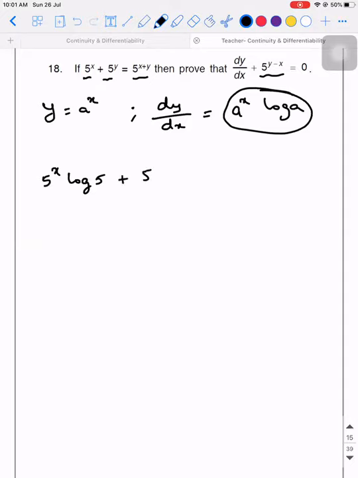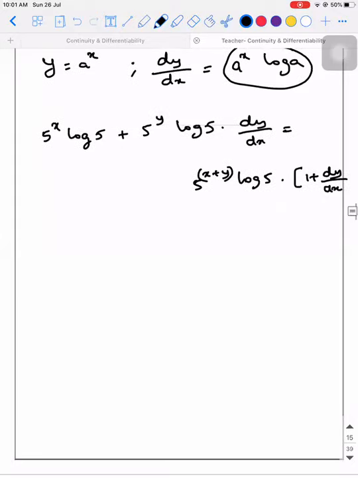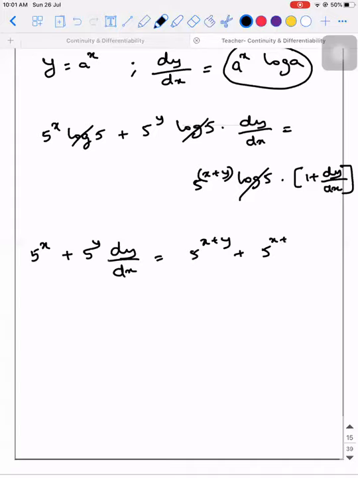plus 5 power y log 5 into dy by dx is equal to, what will you get? 5 power x plus y into log 5 into 1 plus dy by dx, using the chain rule. So log 5 is a non-zero value, it will get cancelled. So 5 power x plus 5 power y into dy by dx is equal to 5 power of x plus y plus 5 power of x plus y into dy by dx.